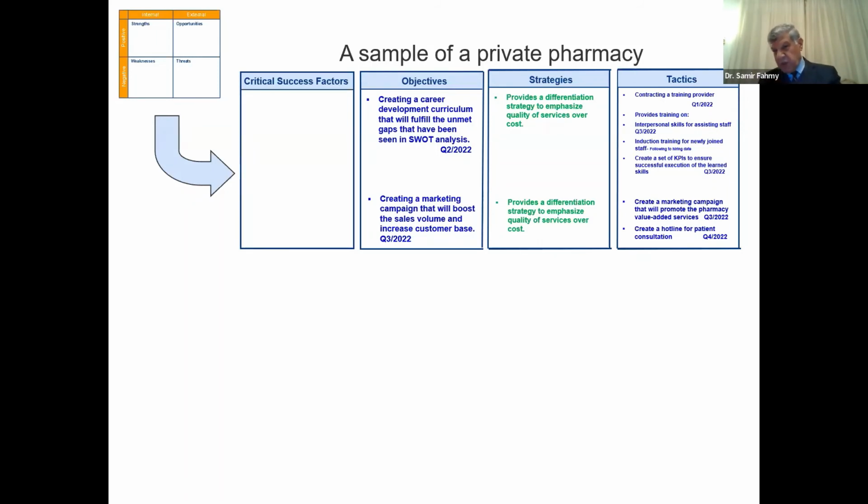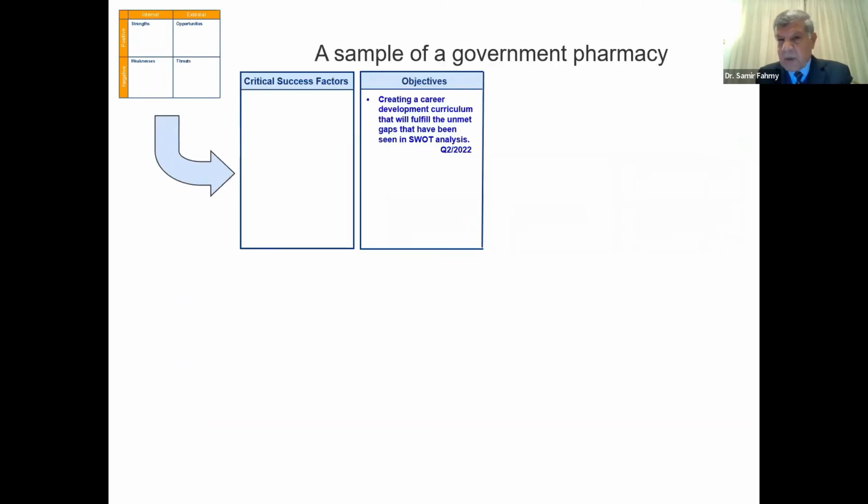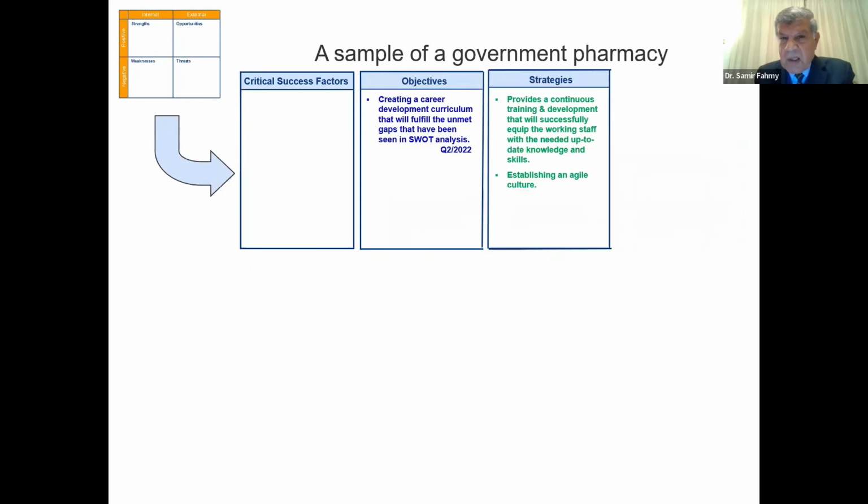You remember when we said you can add some feature or service to your services. You can have a hotline to help people get an answer for their inquiries. This could be initiated in Q4 2022. This is a typical example for the private pharmacy. Let's have another example for the government.